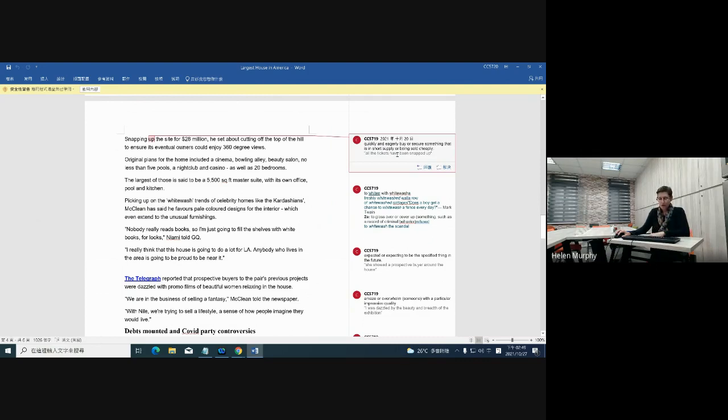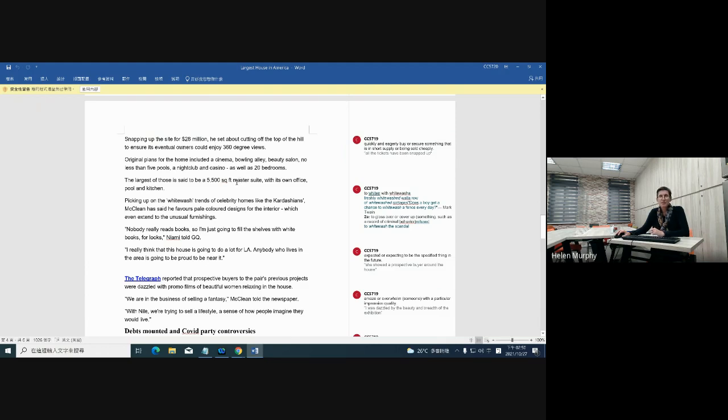Okay, so if you're trying to get concert tickets to see your favorite band and you know it's going to be very popular, you would say, I need to snap up the tickets before they're sold out. Okay, so the original plans included a cinema, bowling alley, pools, nightclub, casino, and 20 bedrooms. Okay, the largest of those, that means the largest bedroom, is said to be the 5,500 square foot, FT stands for feet or foot, master suite.